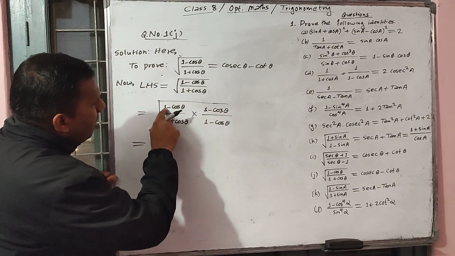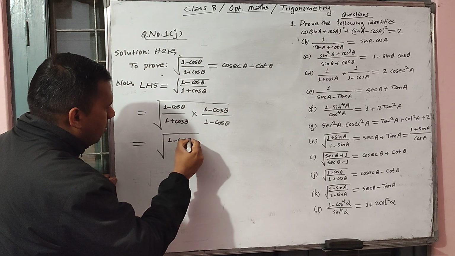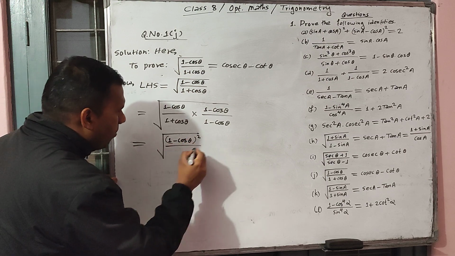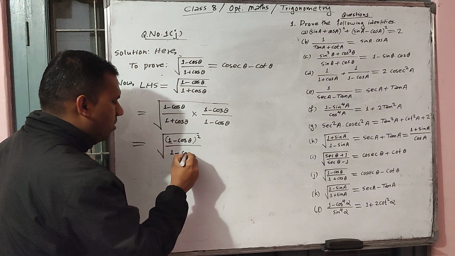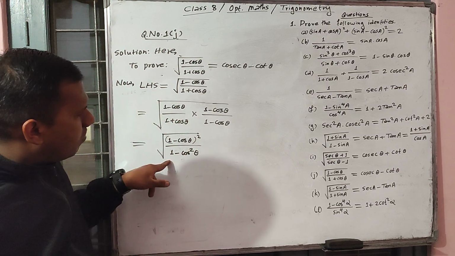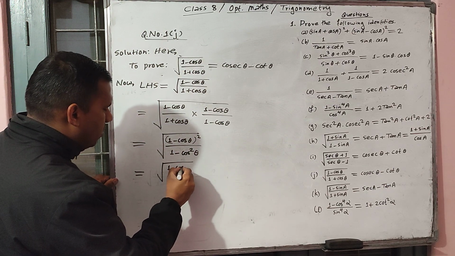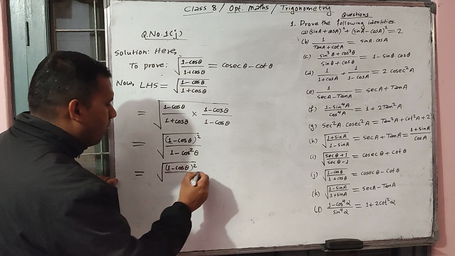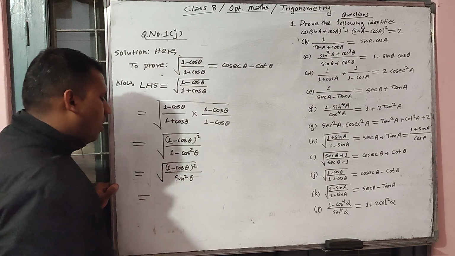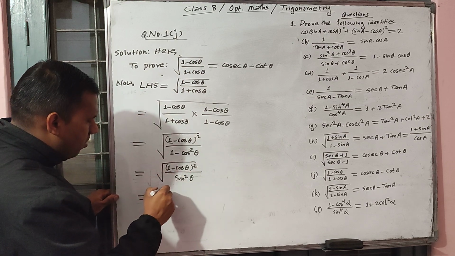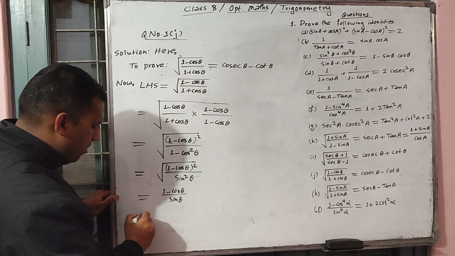Next step, 1 minus cos multiplied by 1 minus cos makes (1 minus cos theta) whole square, all upon (1 plus cos) multiplied by (1 minus cos). Using (a plus b)(a minus b), it becomes 1 minus cos square theta, since 1 square is 1. So this equals the square root of (1 minus cos theta) whole square upon (1 minus cos square theta), that is sin square theta. The square and square root cancel each other, so the remaining part is (1 minus cos theta) upon sin theta.